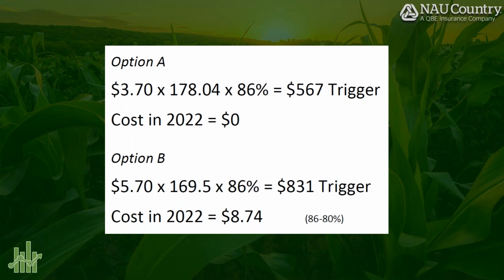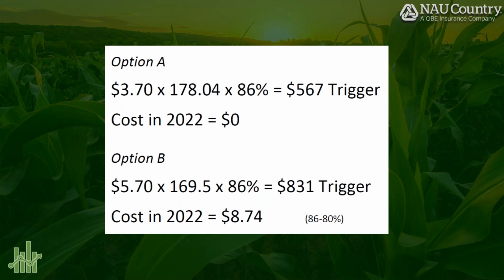So I looked at these two examples in the county that I was just showing you a minute ago. The first option up here, you can probably figure out, is the ARC program. But ARC is going to start out with 3.70 corn times, in this county, 178.04 times 86% would give us a county revenue trigger at $567 an acre, and it would cost you nothing. I could go to the FSA office today, sign up, doesn't cost anything.